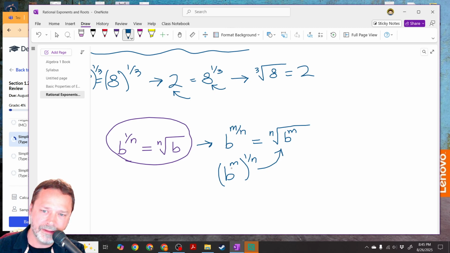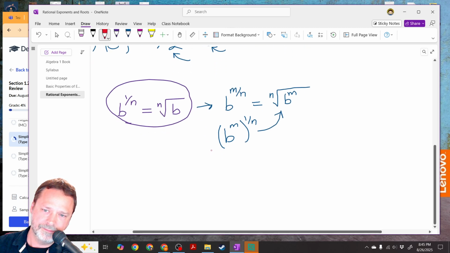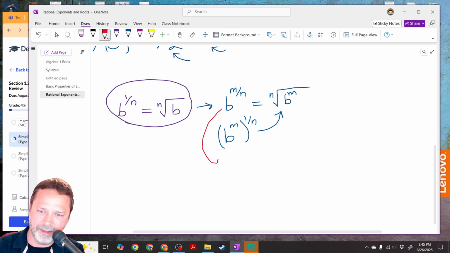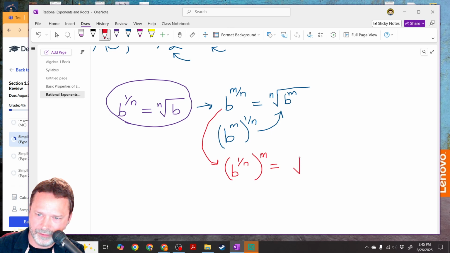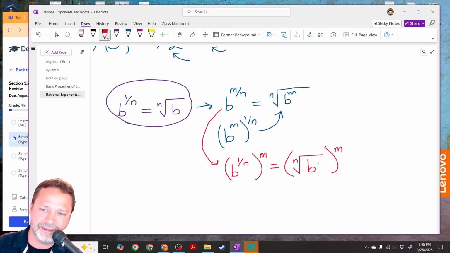Okay? Now, but, you know what I could have done instead is say, hey, b to the m over n, what's another way to write that? I could have written it as b to the 1 over n raised to the m. What's that then? Well, that's the nth root of b raised to the mth power. Both of these are perfectly fine.